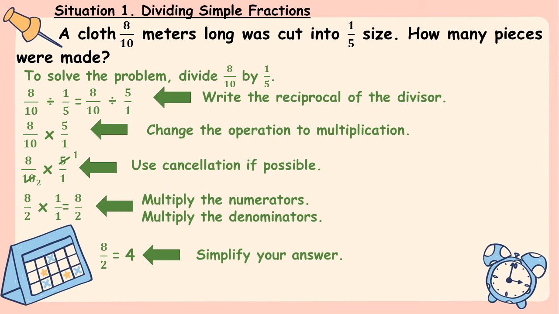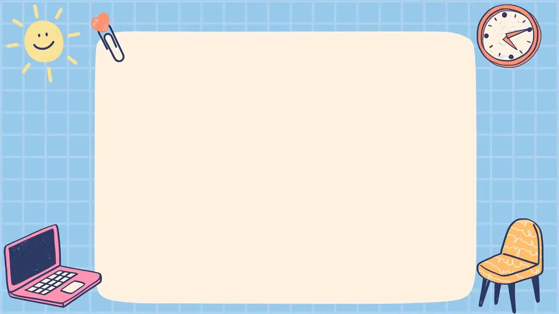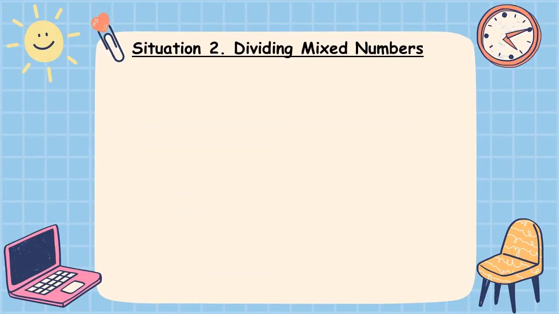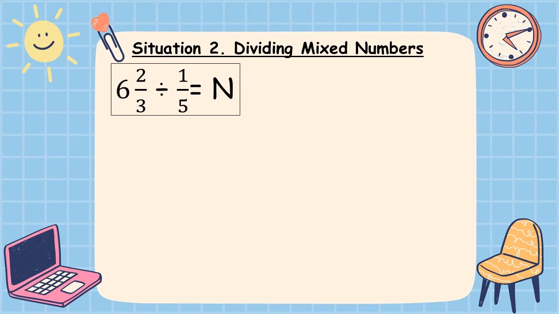You always need to simplify your answer in the lowest terms. So for this problem, the final answer is 4. Let's proceed to situation number 2, dividing mixed numbers. Our given is a mixed number and a fraction. So we have 6 and 2/3 divided by 1/5.